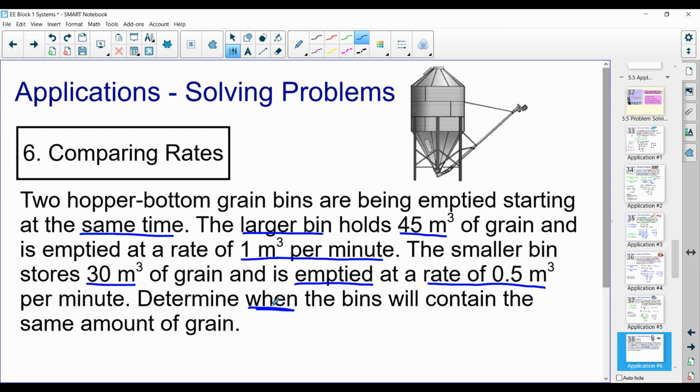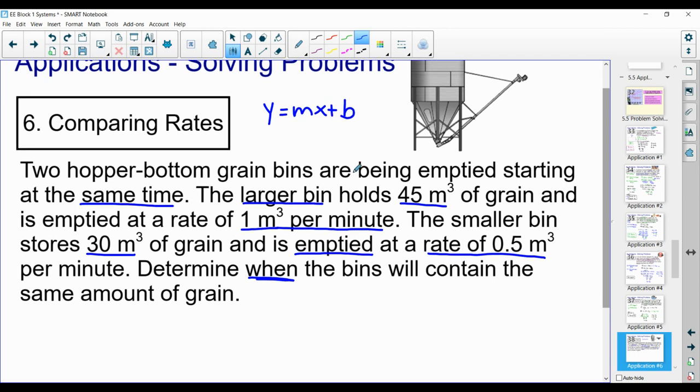So we know one of our unknowns for sure is when. The other thing that we don't know is how much grain is included. So we're actually using the formula y equals mx plus b, but we're going to be setting up our variables based on what we're looking for. So our first one is volume. We don't know what the volume is. So V is going to stand for volume of the grain bins.